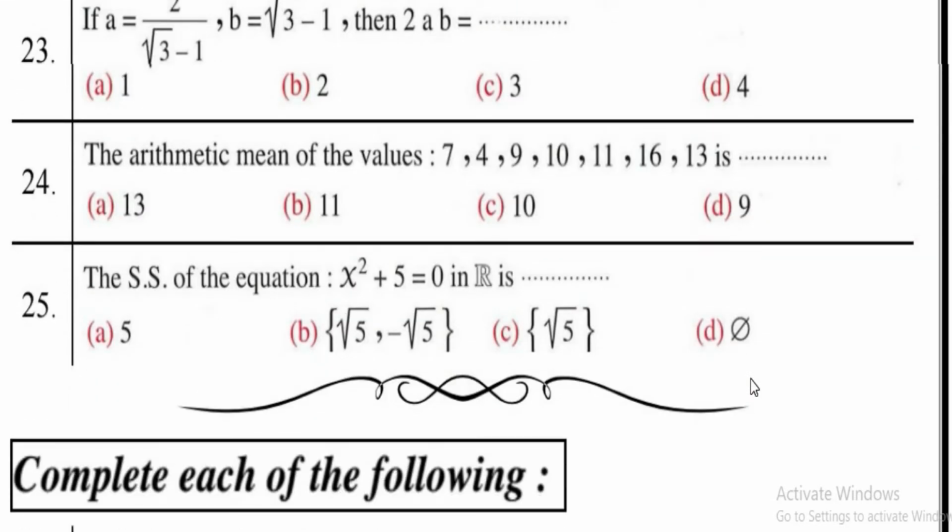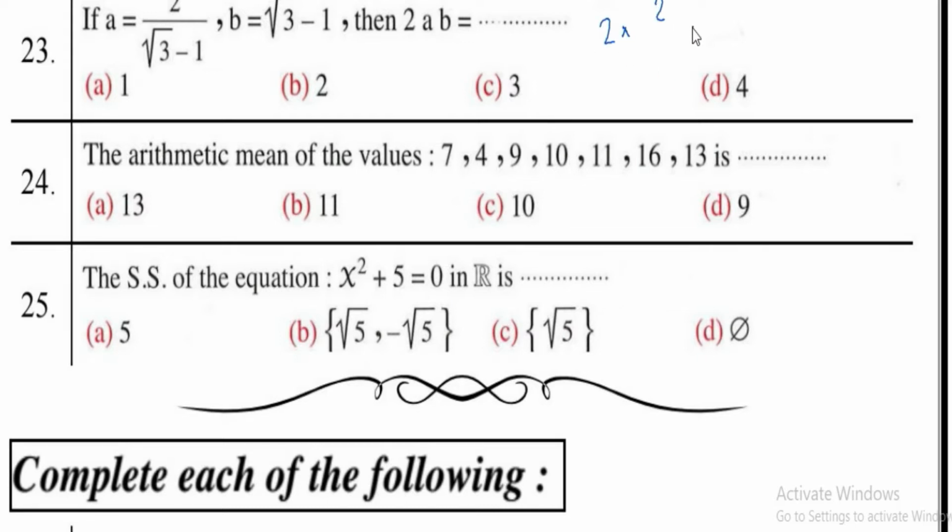2ab: 2 multiplied by a, which is 2 over root 3 minus 1, times b, which is root 3 minus 1. The numerator against the denominator, 2 times 2 is 4. The answer is 4.